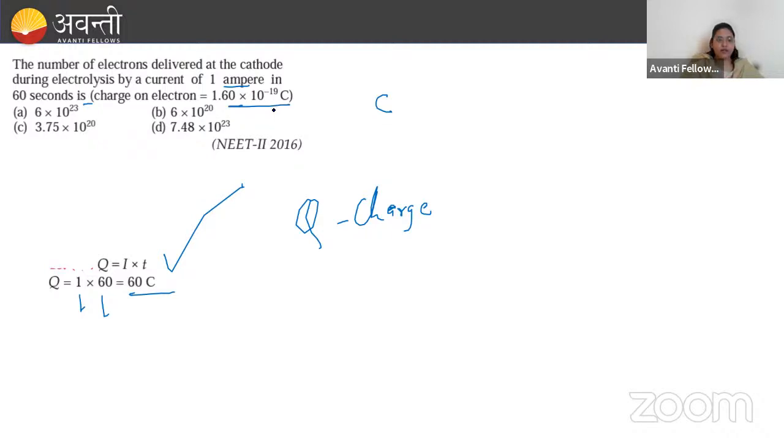कितना आएगा आंसर? ऑप्शन यस ABCD करो, चार्ज को कंसीडर करो. यस, यहाँ पे आंसर आ जाएगा 3.75 into 10 raised to 20. ठीक है, एक इलेक्ट्रॉन का चार्ज इतना है. ठीक है, तो इतने चार्ज पे कितने इलेक्ट्रॉन्स होंगे डिस्प्लेस? तो इतने इलेक्ट्रॉन्स डिस्प्लेस होंगे. एनी डाउट इन दिस? क्रॉस मल्टीप्लीकेशन करना है.